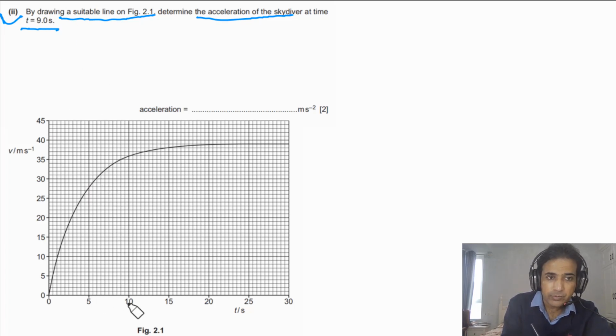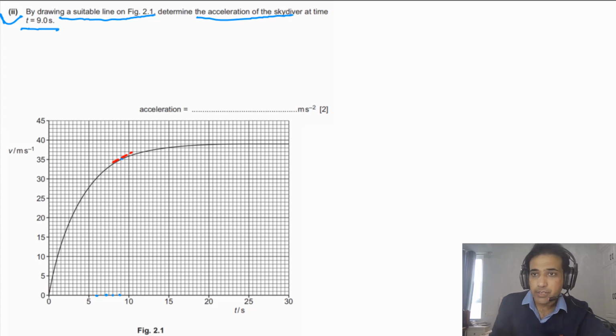Here we have 5, this one is 10. Here we will have 6, 7, 8, and here we will have 9. So 9 is at this point. Now we need to draw the line at this point, the tangent line. The best way to draw this is to first draw a small line with about the same gradient, and then you can extend it. This is how you can draw a tangent line.